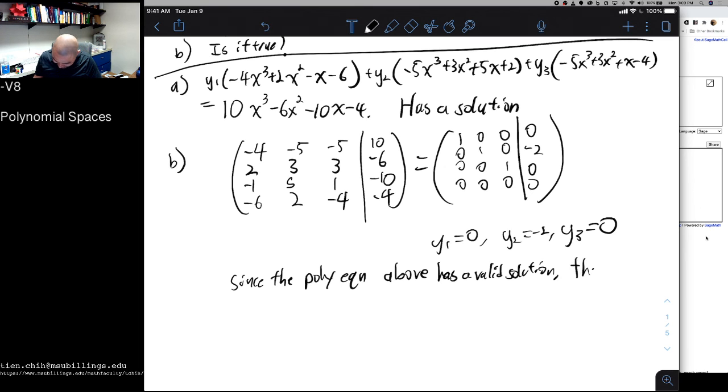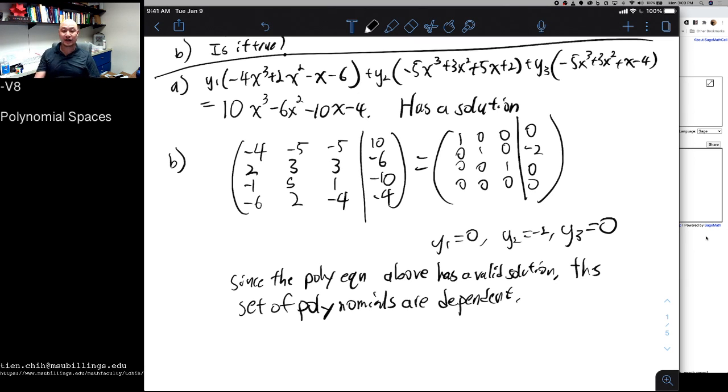This set of vectors, or this set of polynomials, are dependent.